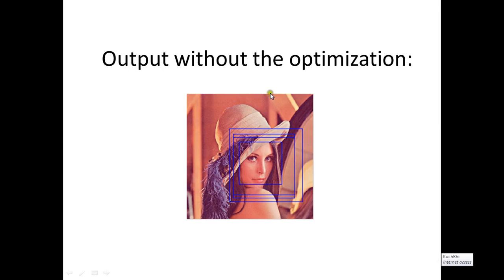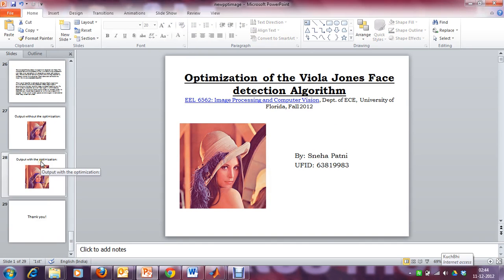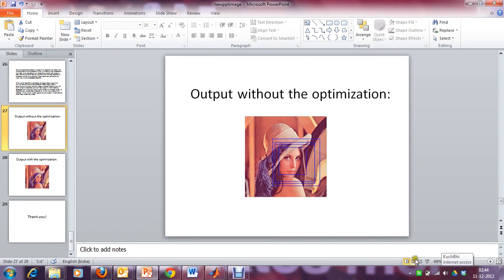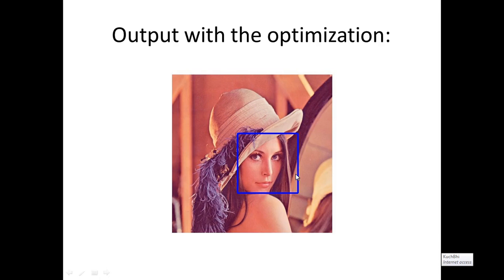So this was the output without the optimization. That is, in the Viola Jones code, the basic code, there were many detection windows that were obtained. But what I did was I calculated the mean of these windows, and towards the end optimized the code to give an image which has just one single window, like in this. And as you can see, it is properly detecting the face with just one window.